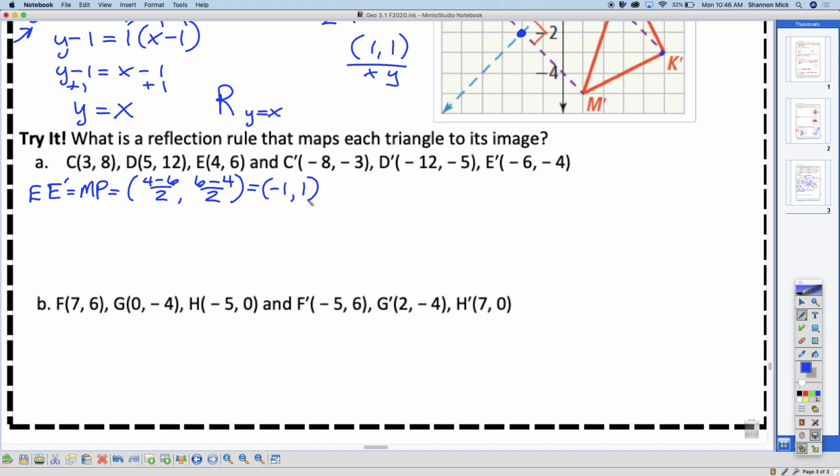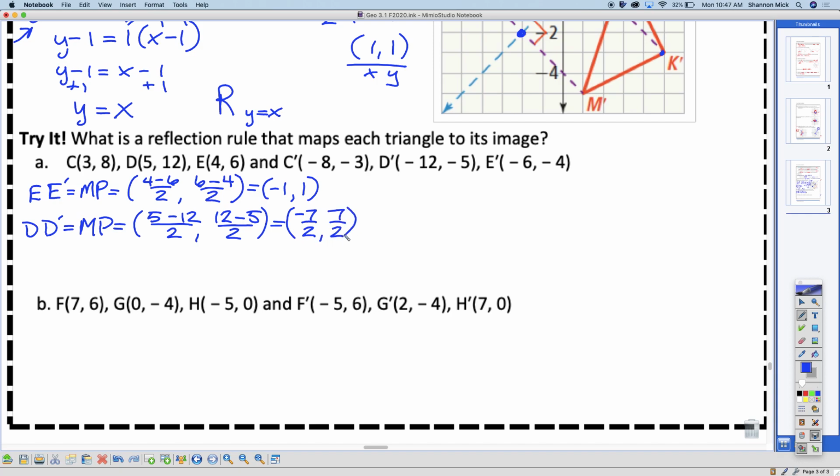Desiree, what other point? C or D? D. Okay, so D prime, midpoint, is going to be 5 minus 12 over 2, and 12 minus 5 over 2. I almost did the same thing again. Okay, so 5 minus 12 is negative 7, right? And then 12 minus 5 is 7. So we have 7 over 2.